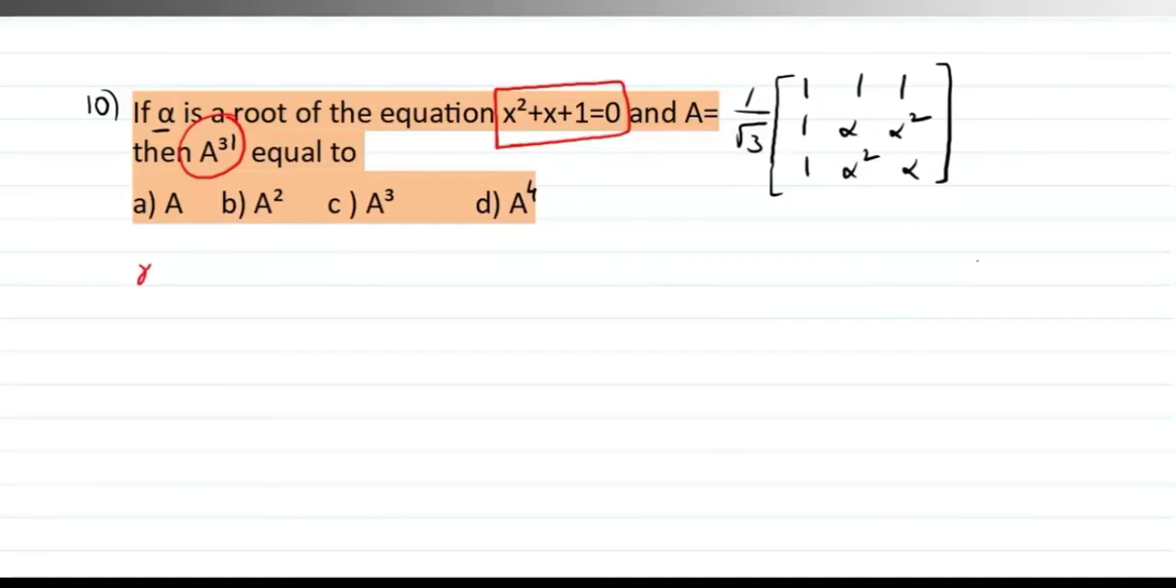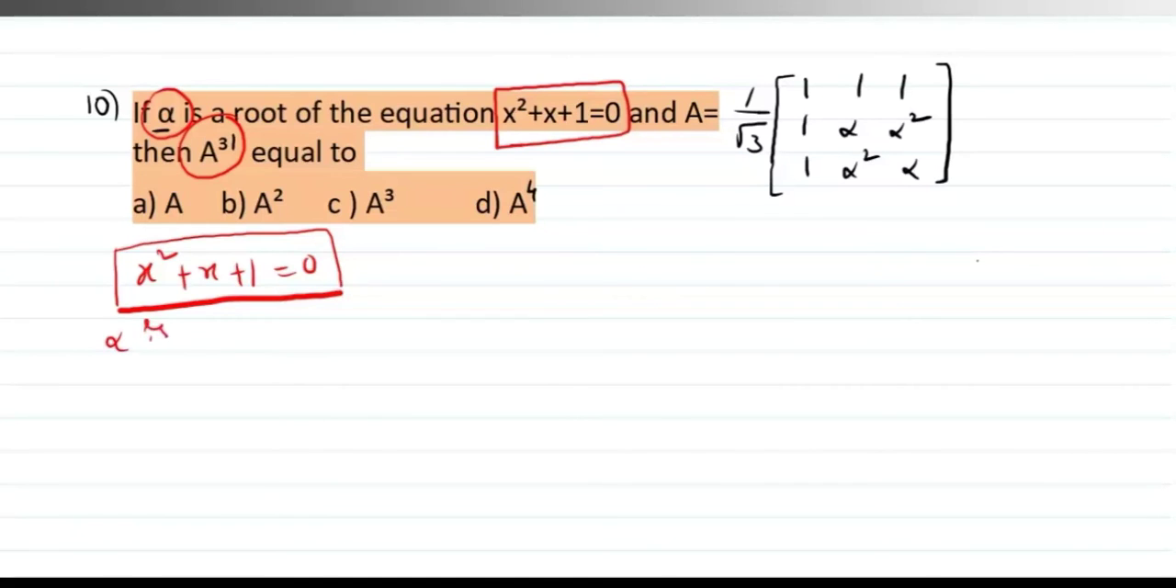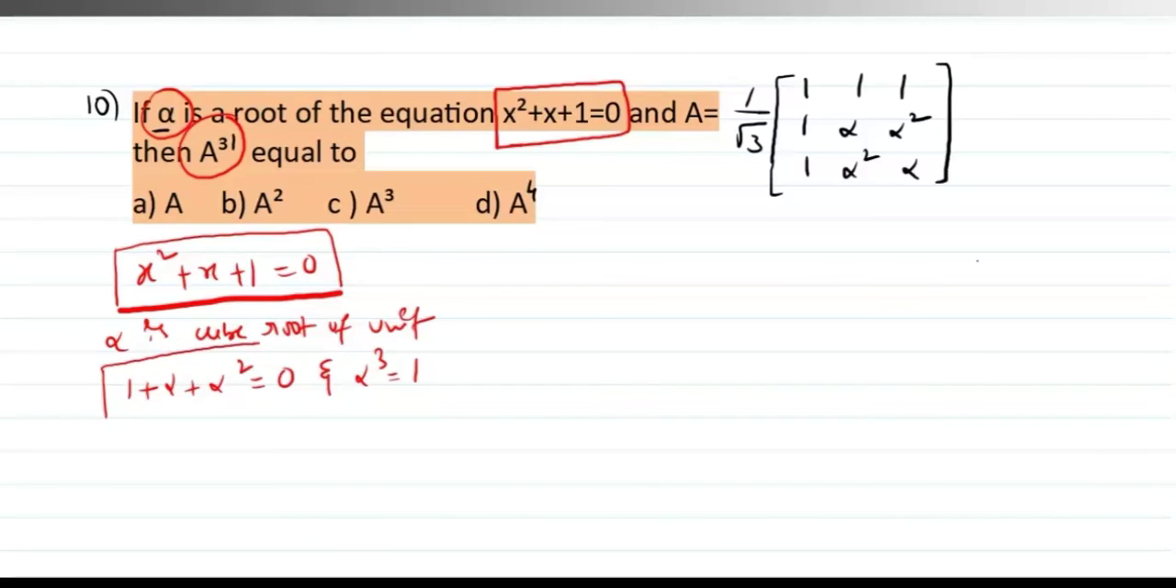First of all, take the equation. The equation is x square plus x plus 1 is equal to 0. For this equation, definitely we will get the roots as cube roots of unity. So alpha will be a cube root of unity, right? So if alpha is a cube root of unity, then we have two properties. One is 1 plus alpha plus alpha square equal to 0. Another one is alpha cube is equal to 1. Just like omega, 1 plus omega plus omega square equal to 0 and omega cube is 1, right? But here he has given alpha as the root, so we have to take those results in terms of alpha, right? So we have two results.